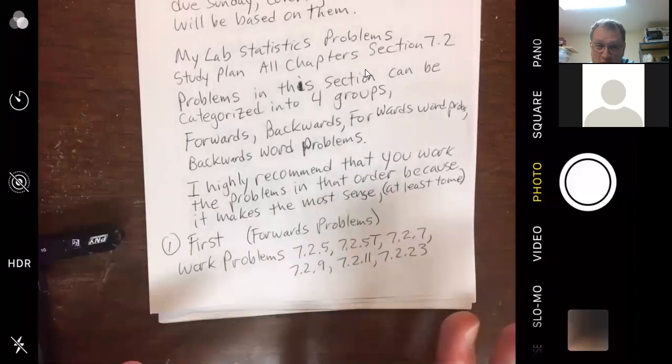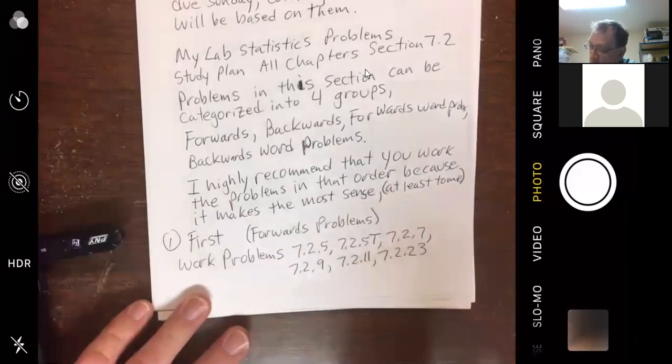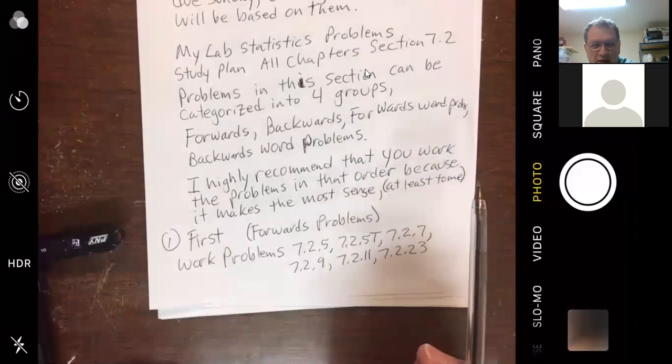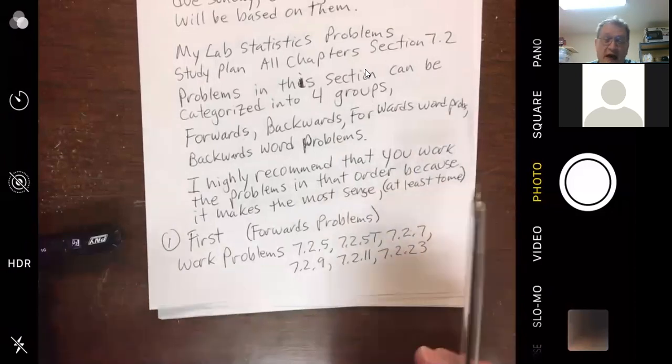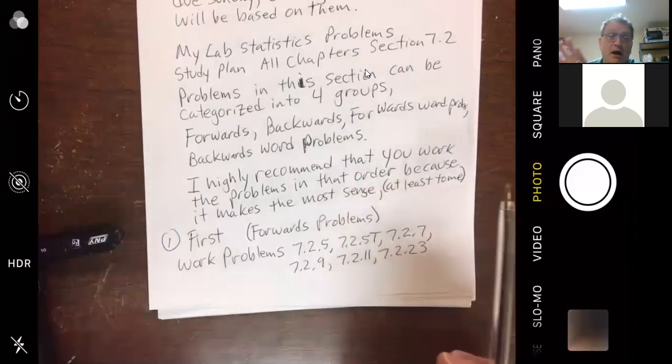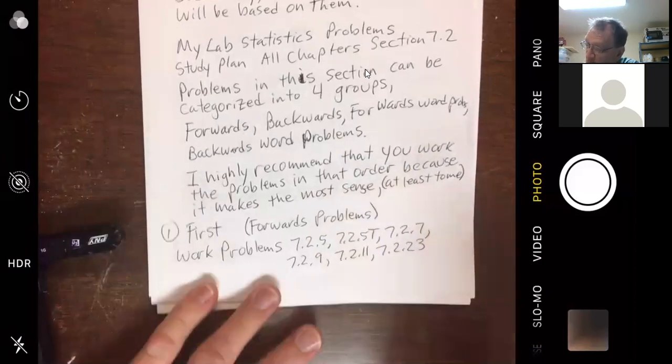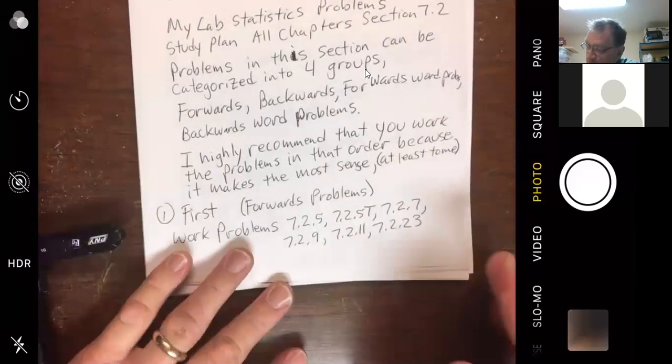So I went through all the problems. There was 51 of them, if I remember. I think I cut it down to 24. Don't thank me all at once. Only have you do 24 of them.